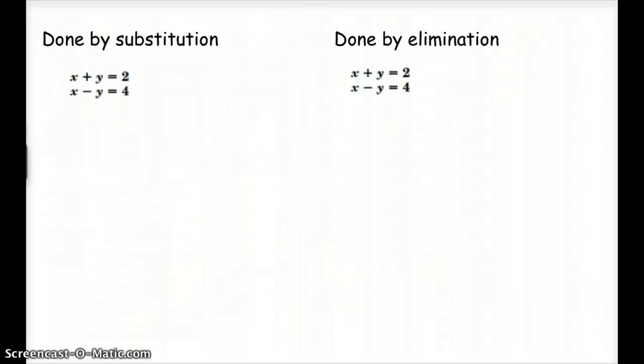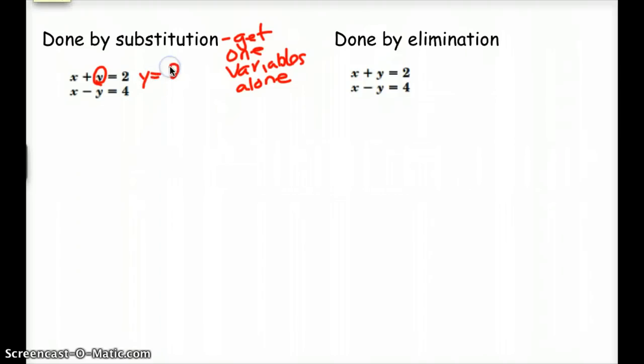All right, so I need to do a substitution. In order to do a substitution, get one of the variables alone. So in my first equation, I'm going to go ahead and get y alone. So that's going to get me 2 minus x. Now I'm going to substitute all of that in for y.